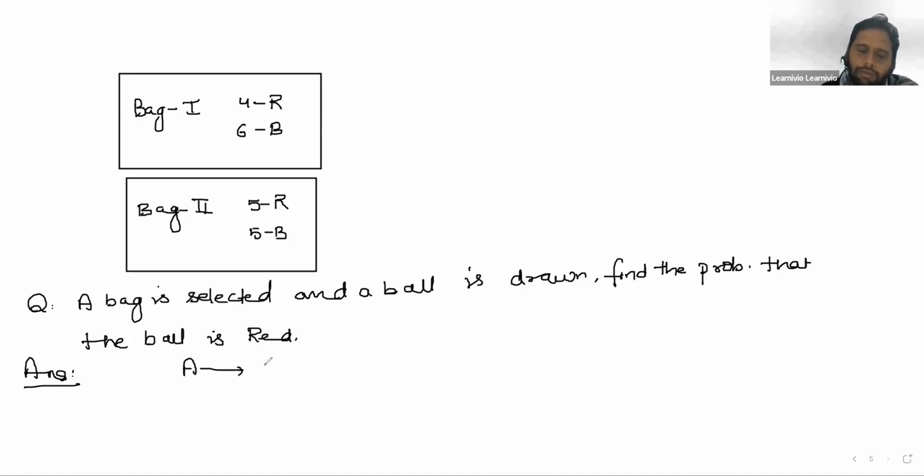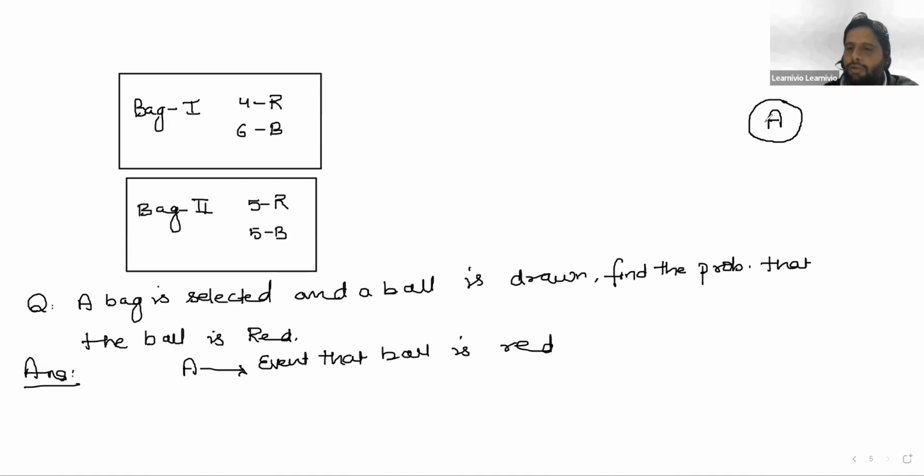So let A be the event that the ball is red. Now check here. You need to find the probability that the ball is red, so you need to find the probability of this A. Now, how will you reach A? First of all, you will select a bag, and from that bag, you will select a ball.